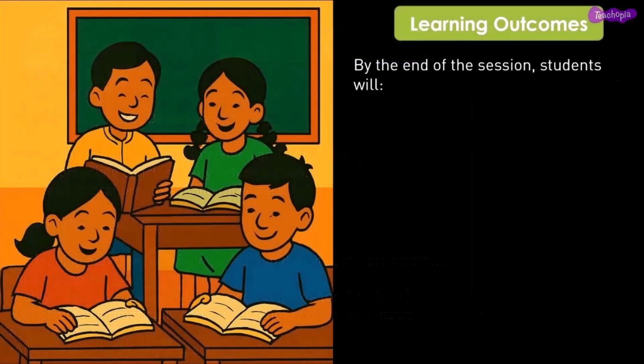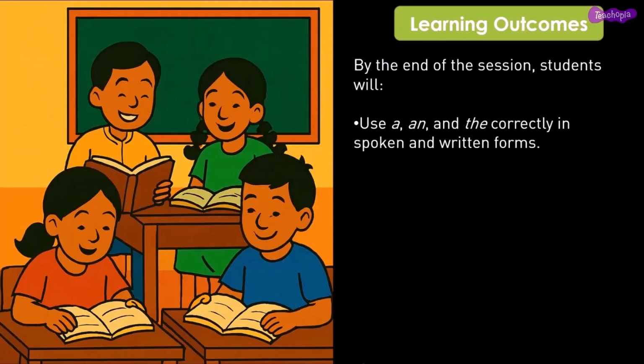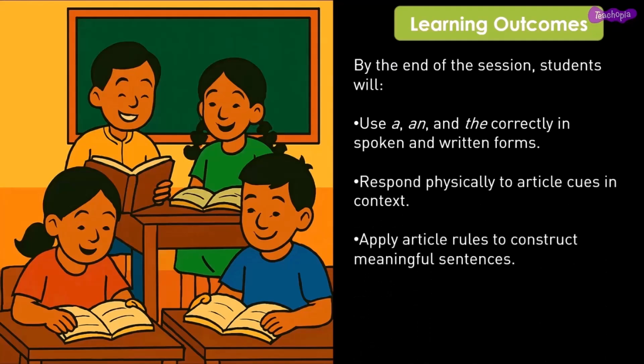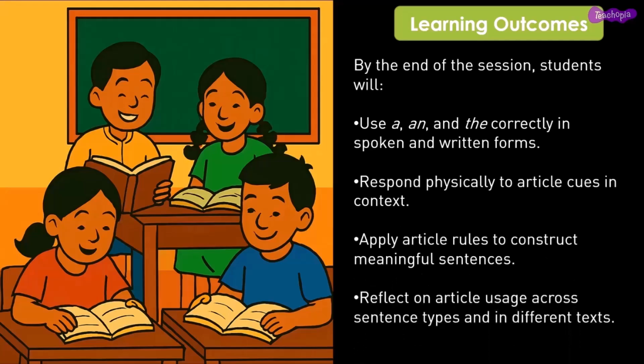Here, we want learners at the end of the session to use a, an, and the correctly in spoken and written forms. We want them to respond physically to article cues in context. We want them to apply article rules to construct meaningful sentences. And we want them to reflect on article usage across sentence types and in different texts.